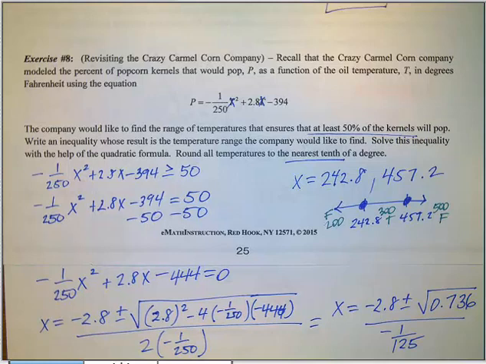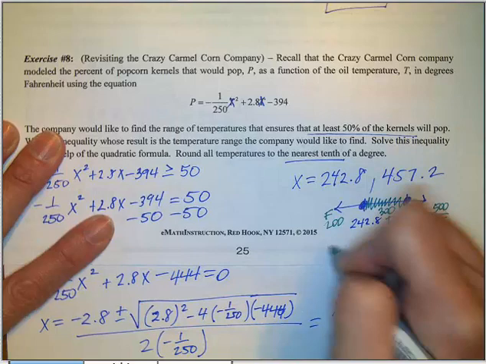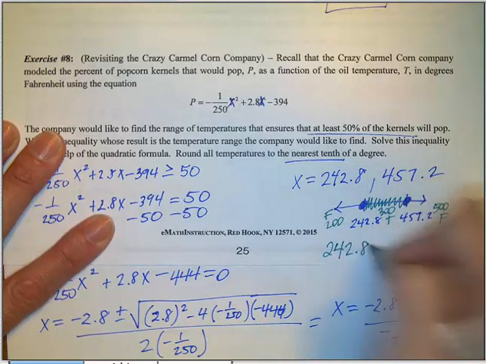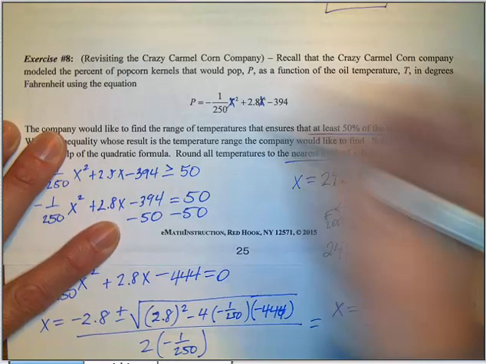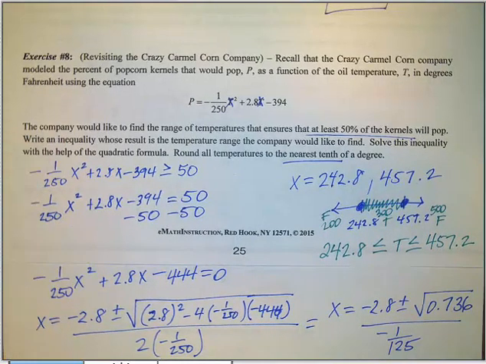So I got true to be in the middle. So I'm going to write my inequality, 242.8 less than or equal to t less than or equal to 457.2. So that was quite a lot of work. I needed a little extra paper for my giant handwriting. Good luck with this. If you have any questions, ask in class.